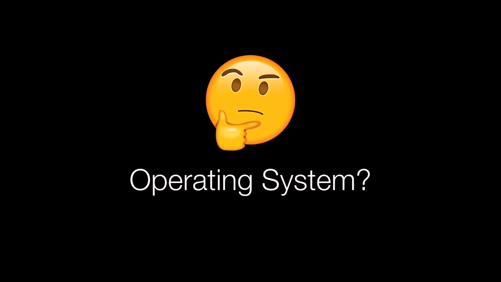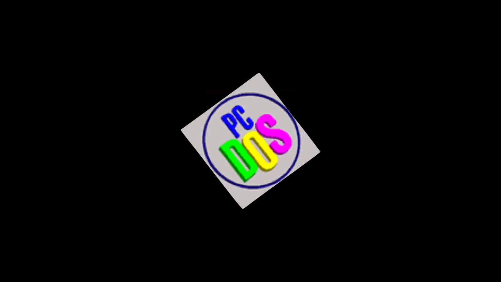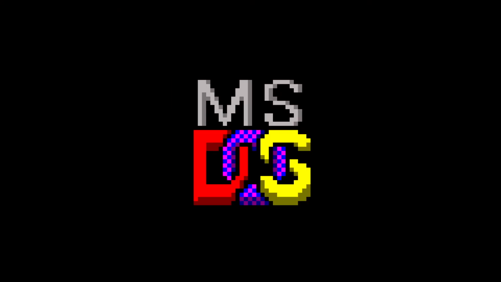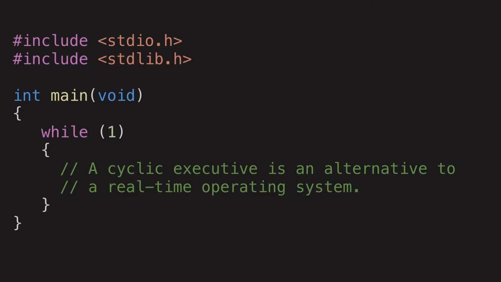But what kind of operating system did this thing run? Was it PC-DOS that was popular in the early 80s, or maybe MS-DOS? No, it had no operating system at all. It used something called a cyclic executive, which in code is very much just an infinite loop. It's an alternative to a real-time operating system, and this is how all of the rover's functions were implemented in C. But does it run Doom? Well, I'm afraid not. We just don't have enough MIPS for this thing to run Doom.